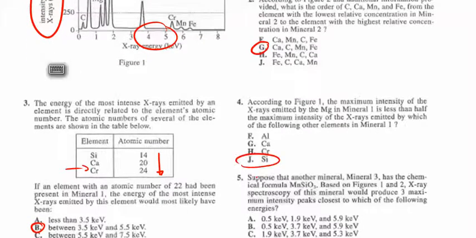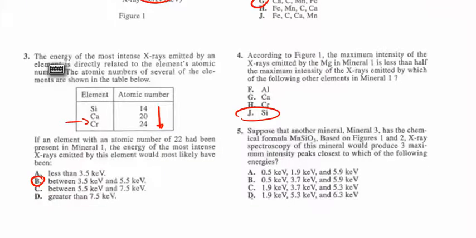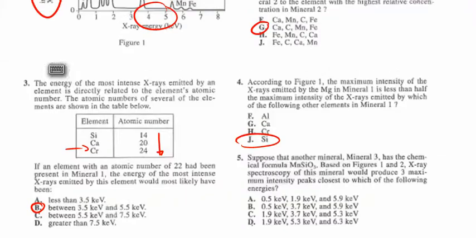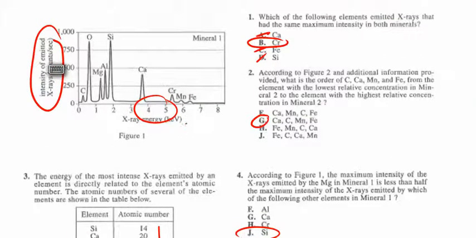And last but not least, suppose another mineral had the chemical formula MnSiO2. Based on figures 1 and 2, would produce 3 maximum intensity peaks where? So we got to go find Mn, Si and O2. I'm just going to work on this one. It's easy. So we'll have one at like 5.9.